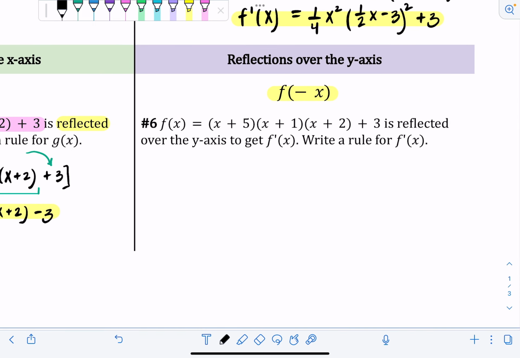And then 6, so same exact function, f of x equals x plus 5 times x plus 1 times x plus 2 plus 3, is reflected over the y-axis this time. So if it's reflected over the y-axis, you need to know that this is the formula that you use, f of negative x. It means that you need to negate the input. The new function we're supposed to write is f prime of x.